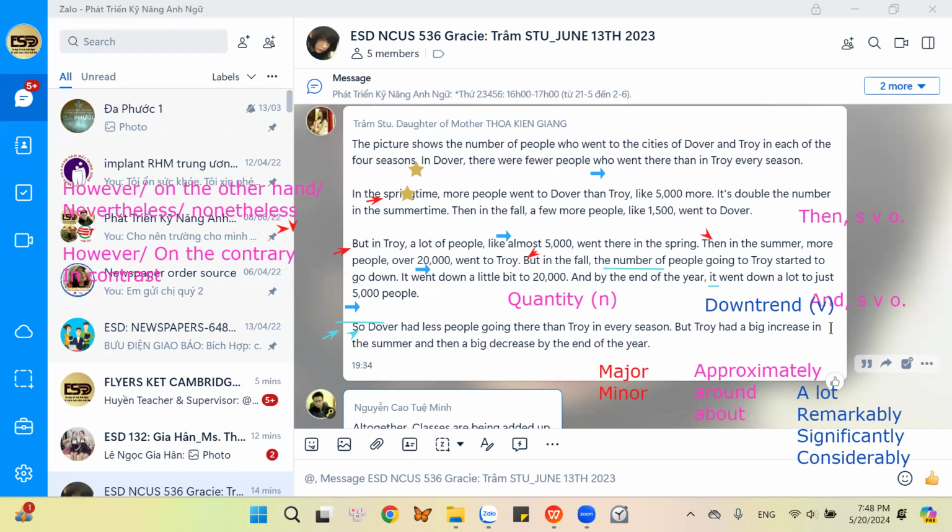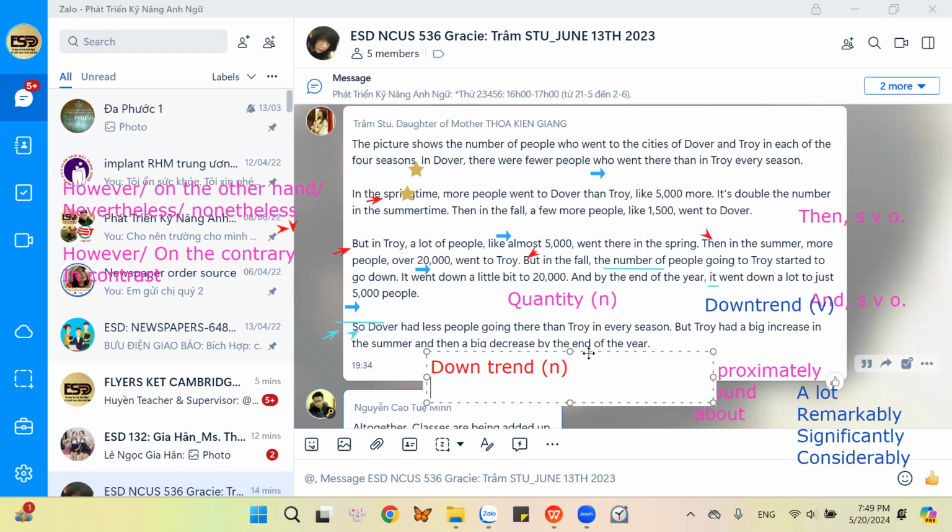Troy had a major uptrend in the summer, and then a big downtrend, or a dramatic fall by the end of the year. Here you use the word decrease again. Please try to think of a word like downtrend, okay? Downtrend like this, that is a noun. But if you write the word trend close to the word down like this, that is an action verb. So please be careful. Downtrend, but big.